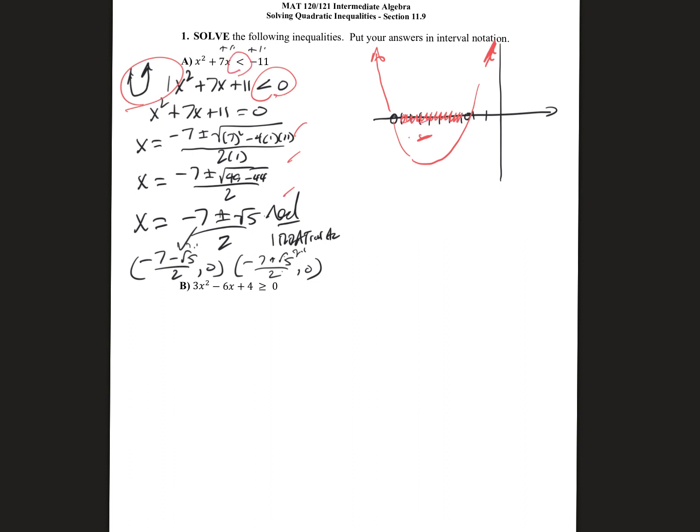So my solution would be the open interval from negative 7 minus the square root of 5 over 2, comma, negative 7 plus the square root of 5 over 2. So starting at that zero to that zero, and everybody in between is what that is basically telling us.